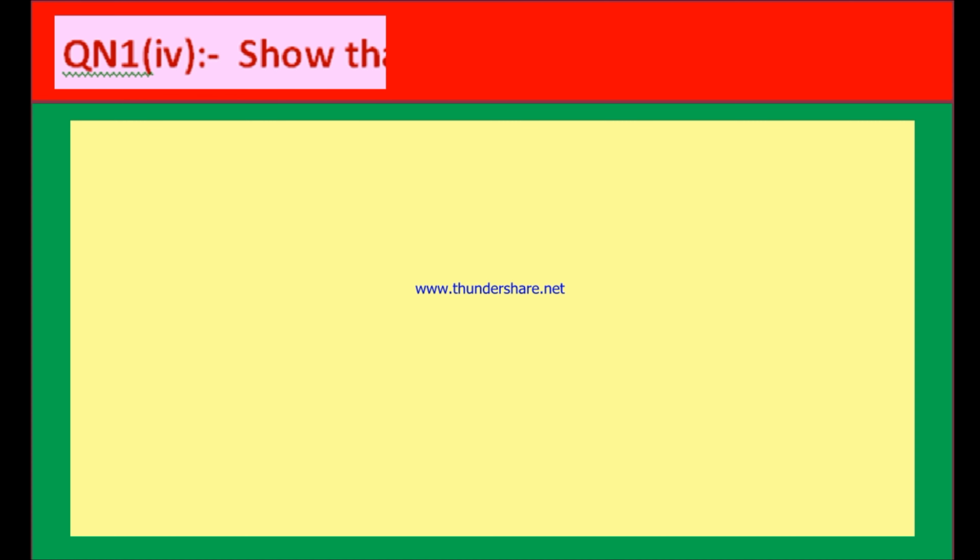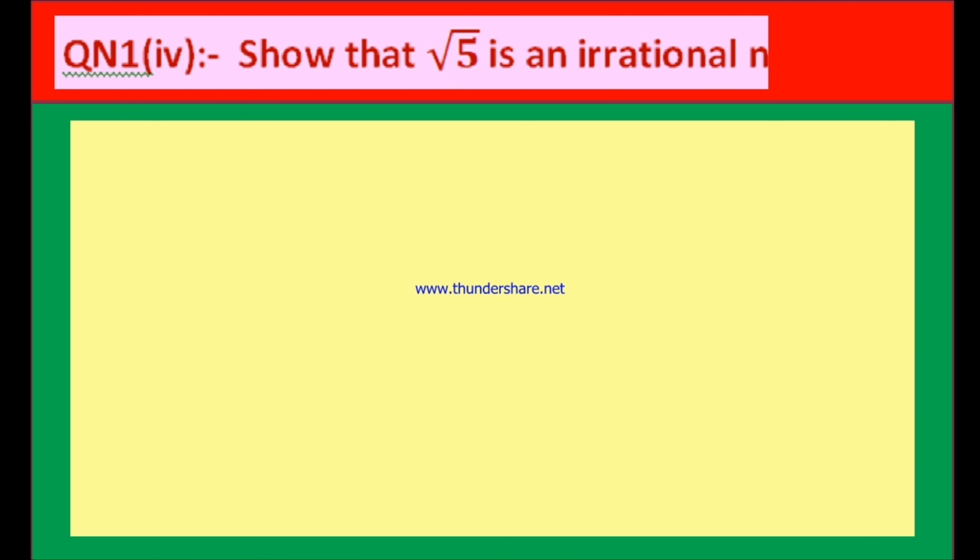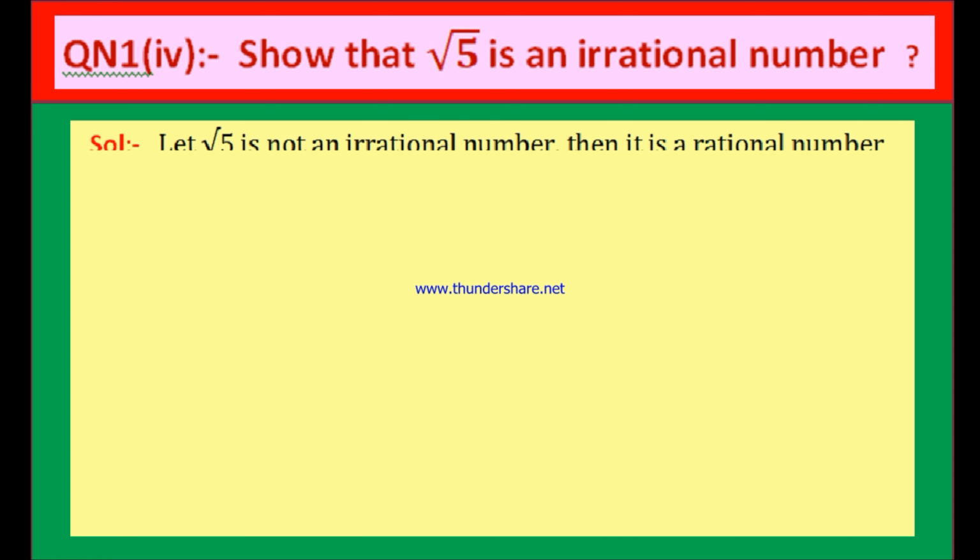Now, question number 1, fourth bit. Show that root 5 is an irrational number. I shall repeat. Show that root 5 is an irrational number. Here is the solution. Again we will assume that the given statement is wrong. That is, root 5 is not an irrational number.